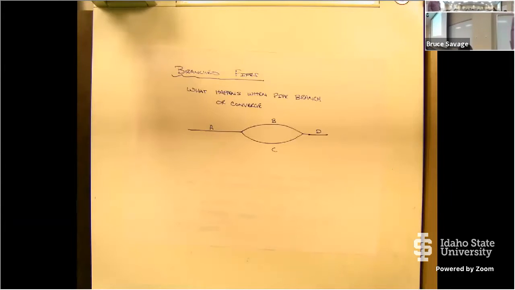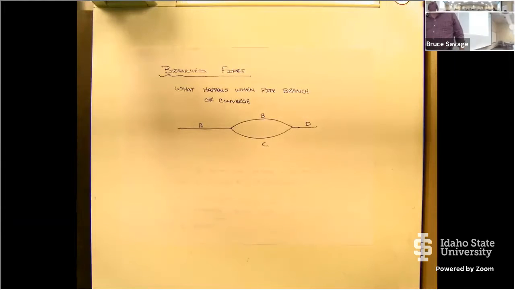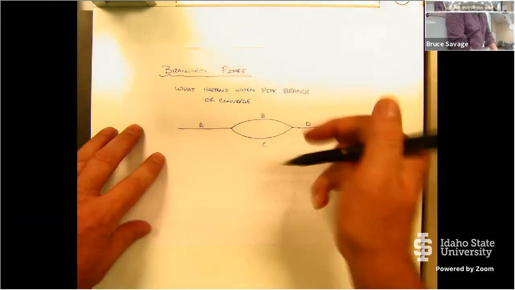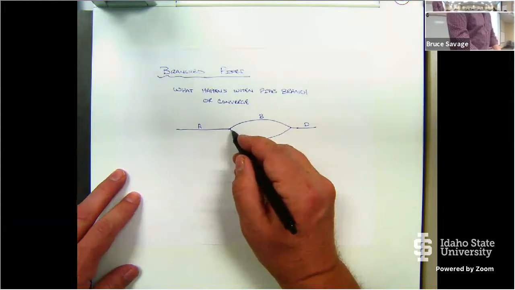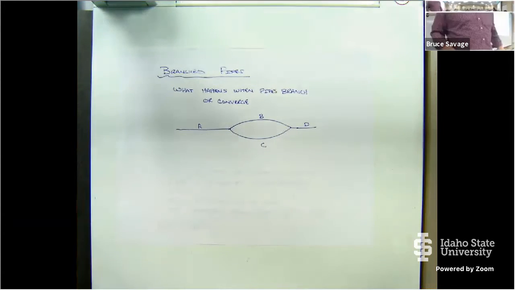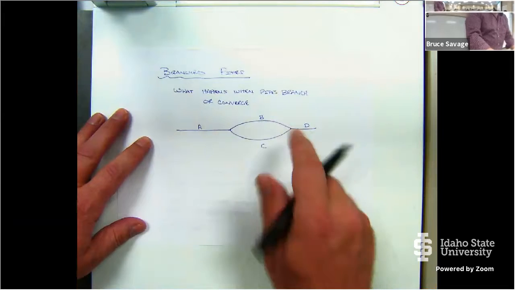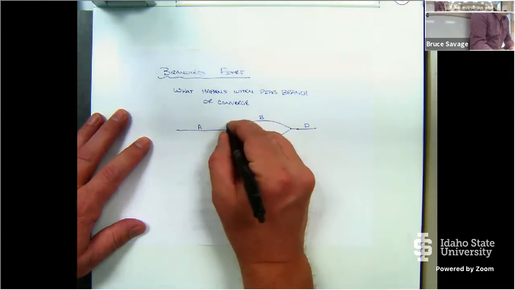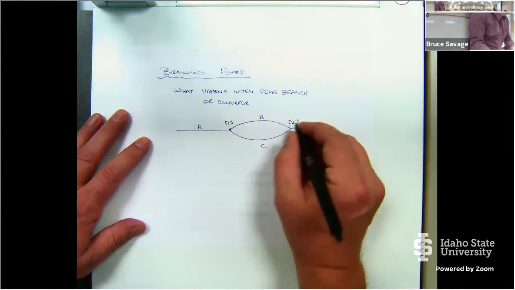All right, so branch pipes. The question that we want to ask ourselves now is, what happens when the pipes branch or converge? So they branch over here and converge over here. So converge or diverge, all right? So we can ask ourselves, what do we know about this given situation? I've labeled the pipes A, B, C, and D, and I'm going to go ahead and label these connections right here as nodes, 1 and 2, all right?